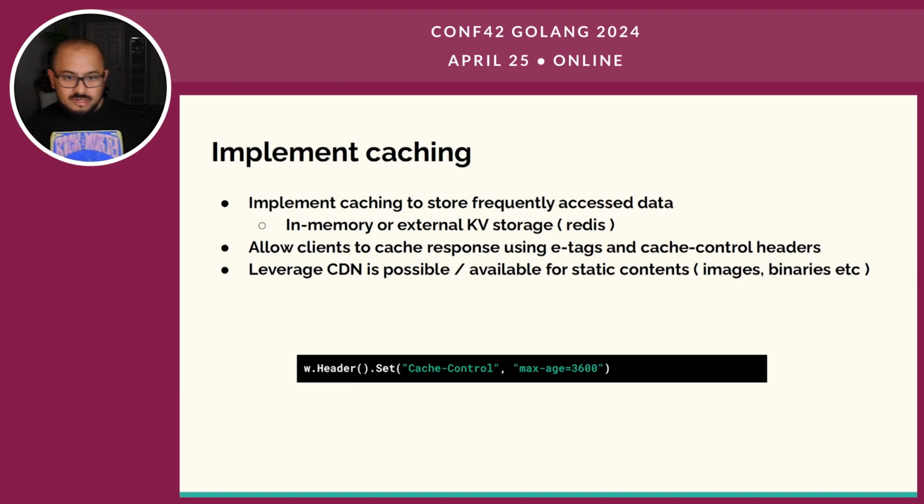There are different ways you can cache. One is in memory, or you can use an external key-value store like Redis. And I like to respond with cache control headers like ETag or Cache-Control, so that the client can cache certain data if they have the capacity to do that. And leveraging a CDN for static content like images and binaries is also a good idea.